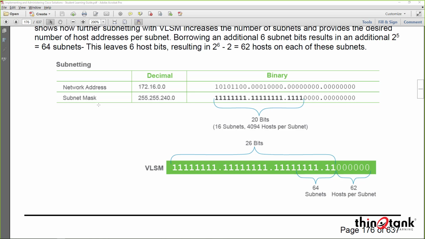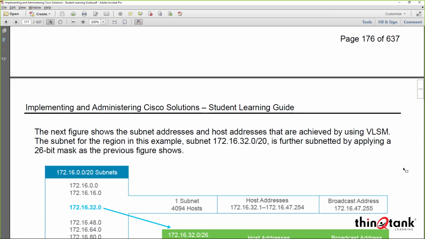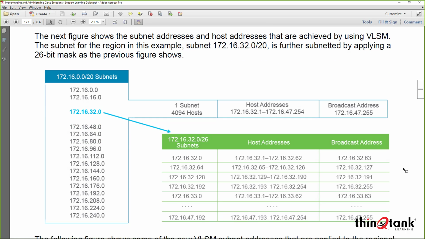So this was the original subnet that was created, the /20, which is the 255.255.240. But again, that creates a decent number of subnets. We certainly have enough subnets to meet our requirement, but we're wasting a lot of address space because we're assigning 4,094 addresses per subnet. So borrowing those additional bits creates those additional subnets, and it gets us to where we need to be. All right?